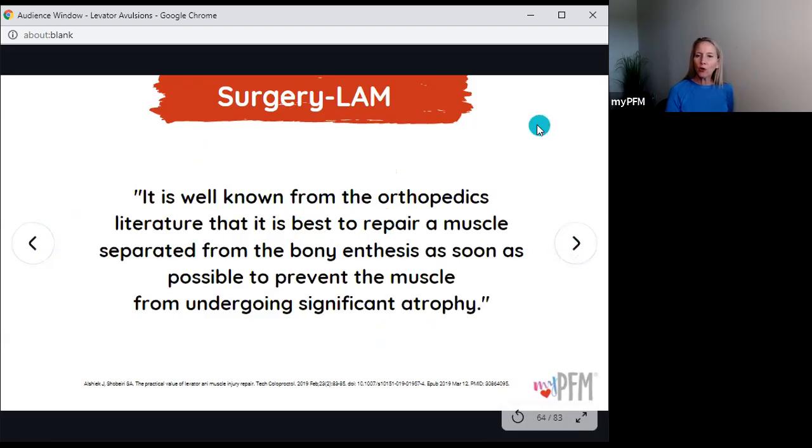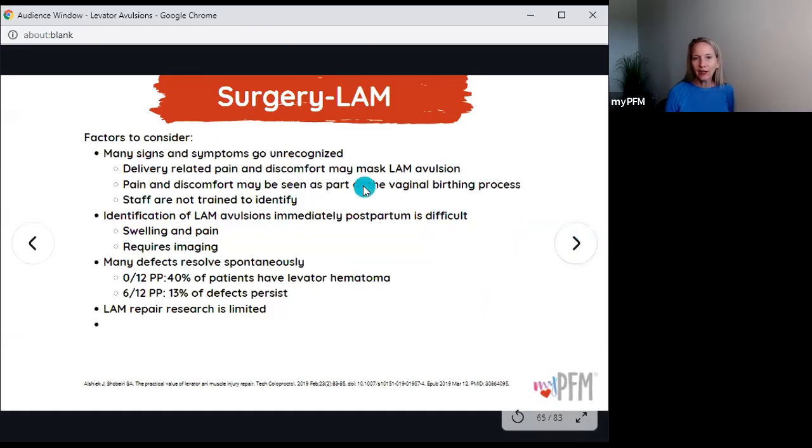So it is well known from the orthopedics literature that it's best to repair a muscle separated from the bony attachment, which is the pubic bone, as soon as possible to prevent the muscle from undergoing significant atrophy. Okay, so that's what the authors said there. Many factors to consider. Signs and symptoms go unrecognized. Why is that? So, let's back up just a little bit.